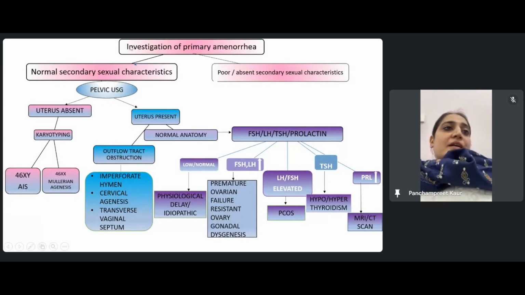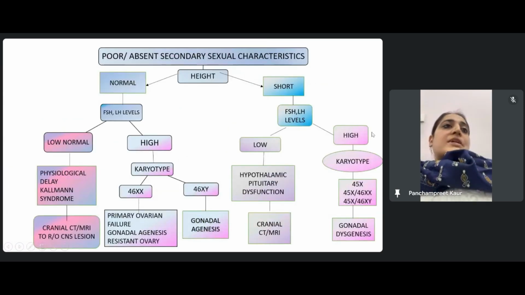So to summarize, as we said, if we have to investigate, we discussed if on the pelvic ultrasound the uterus is present, we rule out outflow tract obstruction. If the uterus is absent, we need to understand the karyotyping after the history and examination. If it is a normal anatomy, we rule out all the hormonal changes. Suppose there are absent secondary sexual characters, we look at the height of the woman. If it is normal, check the FSH and LH. If they are low normal, there can be a physiological delay, Kallmann syndrome, or it can be cranial CT or MRI to rule out a CNS lesion.